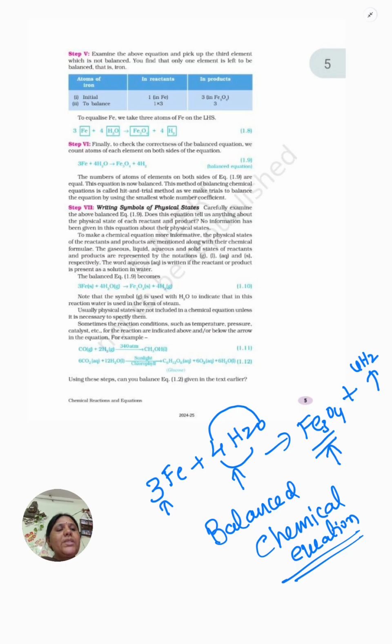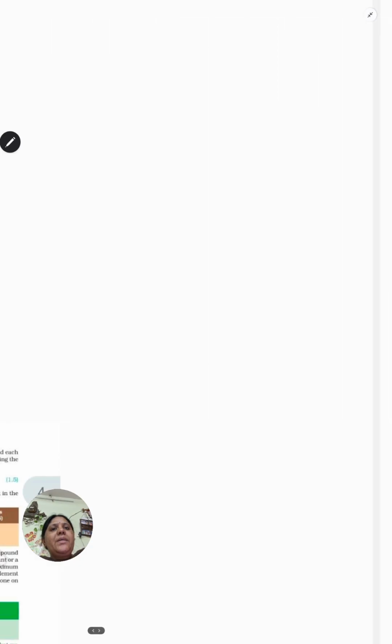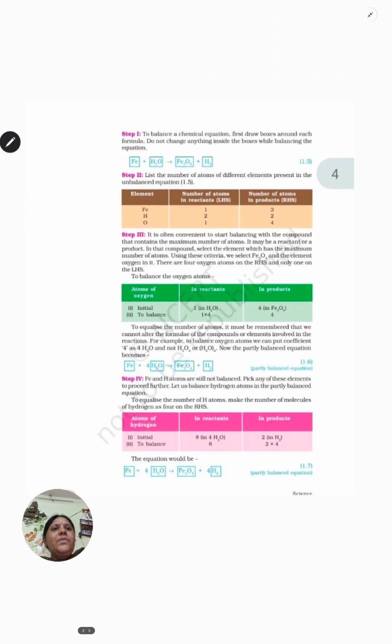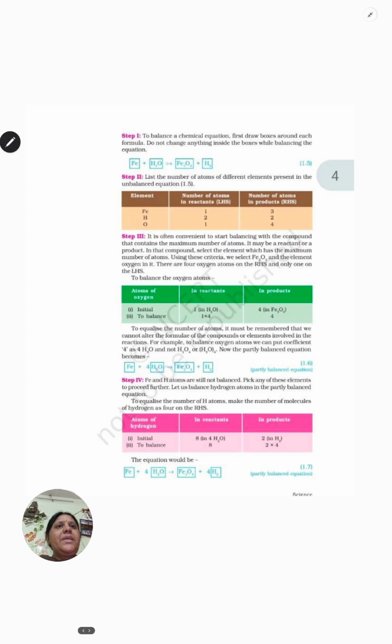So how do we choose how to do the balancing? Different steps are shown here, right? So what are the different steps? In the previous one we started, the first step is to write the chemical equation. So you can observe, write the chemical equation. Step 2 is you segregate what are the elements present. Then on the LHS how many atoms are there, and on the RHS how many atoms are there. This is all about step 2.